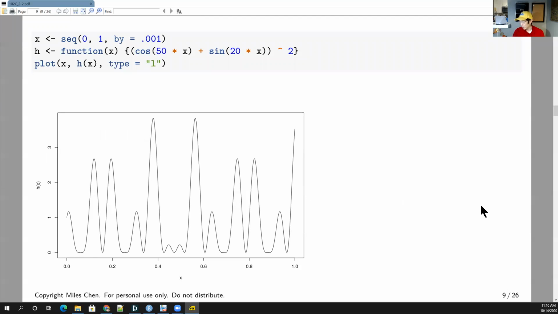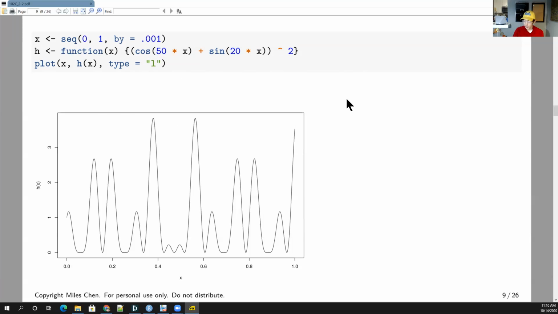And so this is what it would look like if I try to input this into the computer. Here I just create a sequence from 0 to 1, incrementing by 1,000ths. And then I have cosine of 50 times x plus sine of 20 times x. I'm going to take that quantity and square it, and that's going to be my function h. So h is a function of x, where I plug this in. And here's the plot.